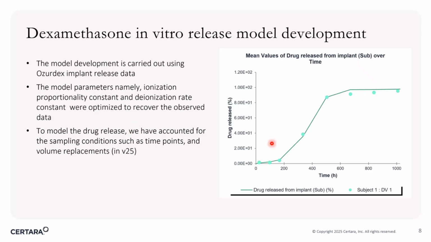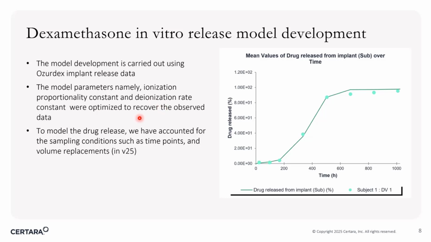In order to recover the observed data, we have optimized the model parameters related to autocatalytic degradation of PLGA. We have two different parameters: the ionization proportionality constant and the deionization rate constant.